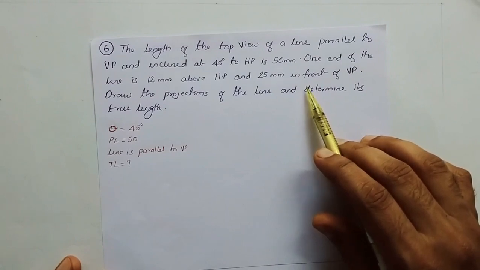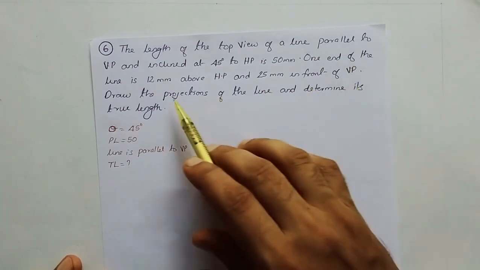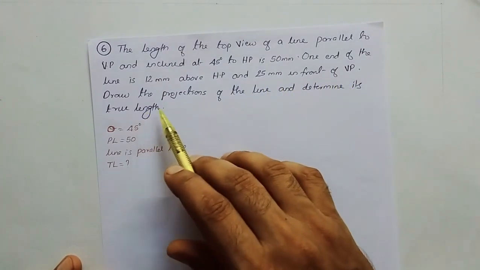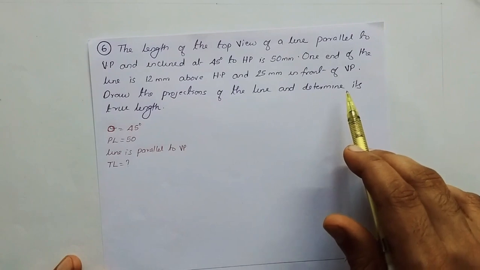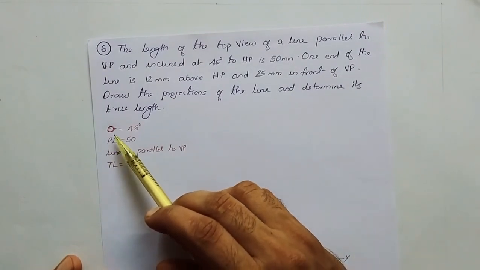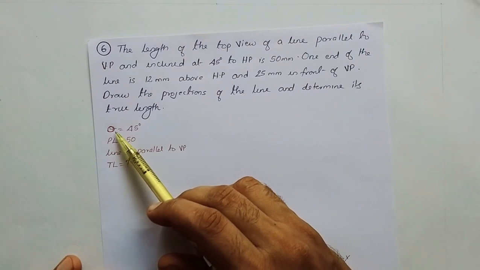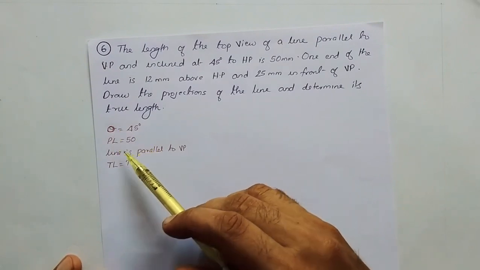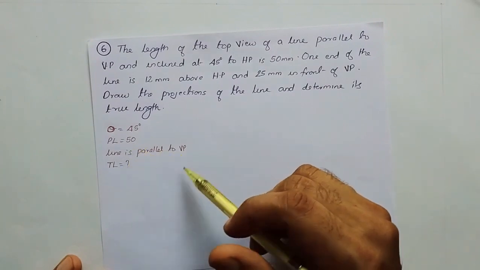Okay, we are assuming that the line is named as line AB and one end is A, and that end is 12 mm above HP and 25 mm in front of VP. So draw the projections of the line and determine its true length. So we have to find the true length at last. The value of theta, that is inclination with respect to the horizontal plane, is given as 45. The length of the top view is given as 50. The line is parallel to VP also.